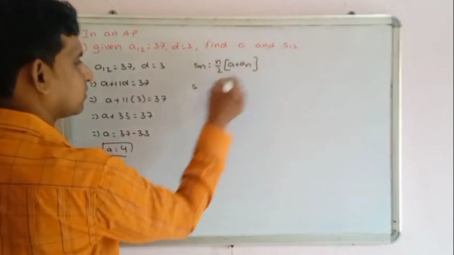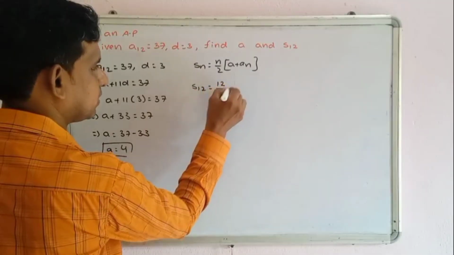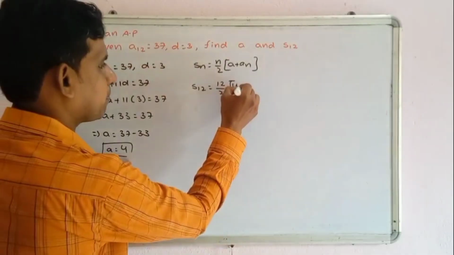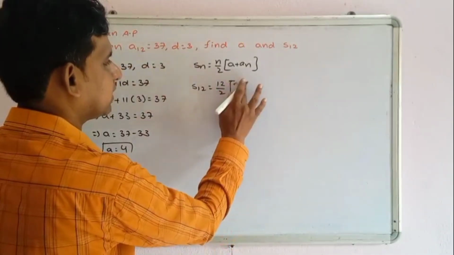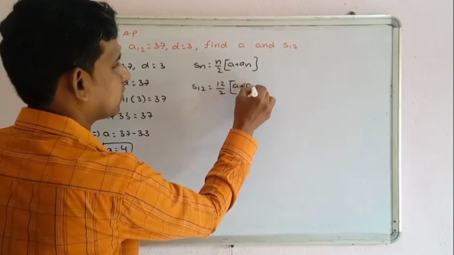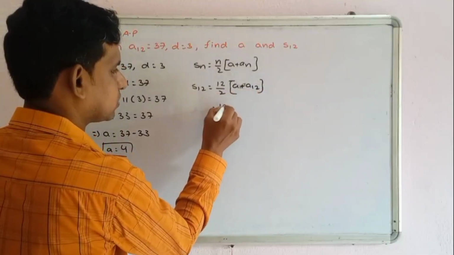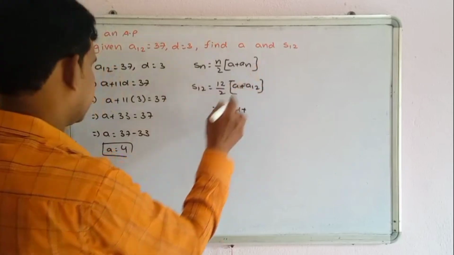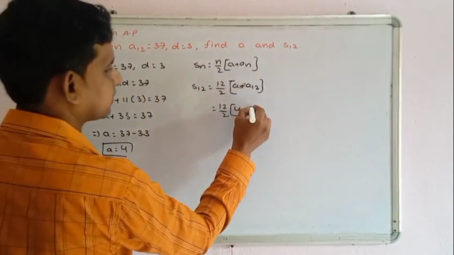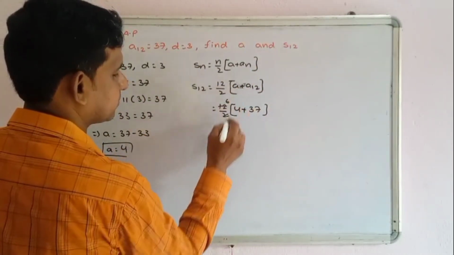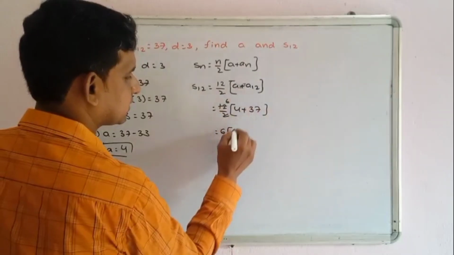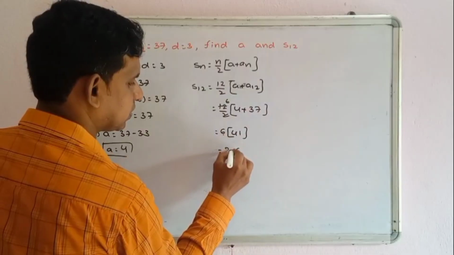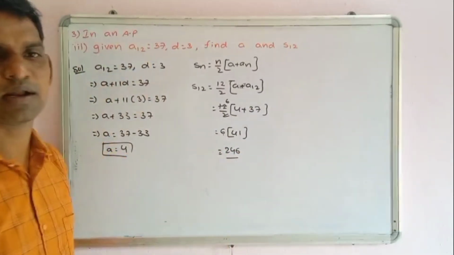Now I want S12. S12 equals 12 by 2 into (A value 4 plus A12 value 37). 2 6 times, 6 times of 4 plus 37 is 41. So 6 1s are 6, 6 4s are 24. So final answer is 246.